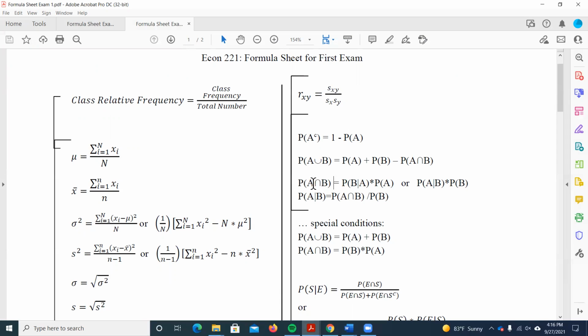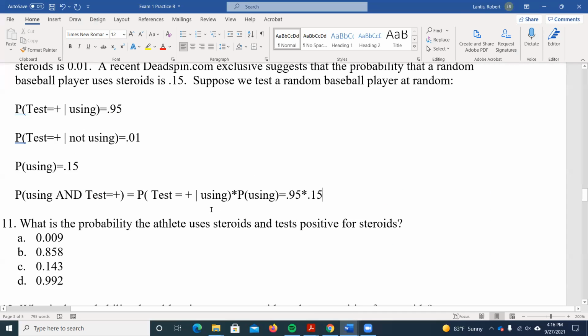So you can find the intersection of two events by taking a conditional probability. Notice my A and my B were kind of switched there. It's multiplied by what I'm conditioning on, which was here that they're using. And then it's a matter of plugging in those probabilities identified initially. So I think that is 0.143 if we actually plug that into our calculator.